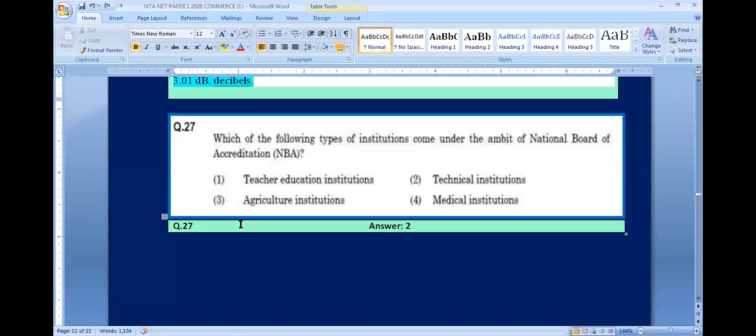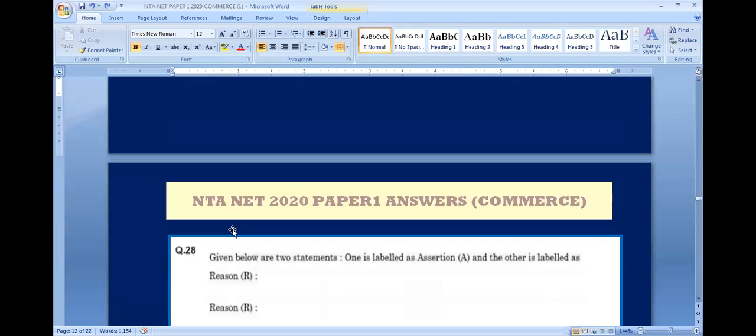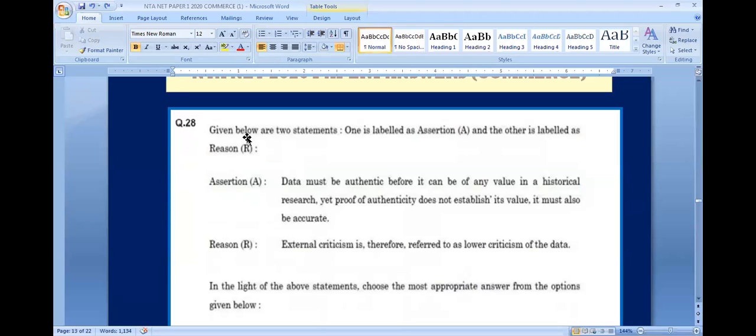Which of the following types of institution come under the ambit of NBA, National Board of Accreditation? Only technical institutions come under that. They will grade technical institutions. Assertion reasoning.